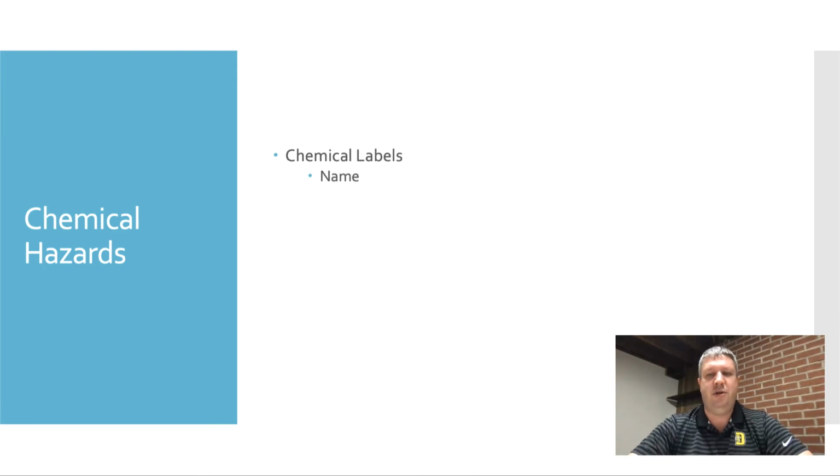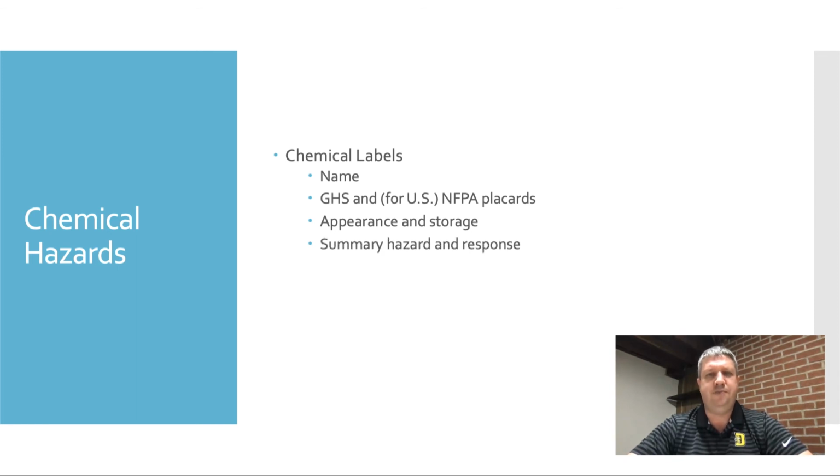And chemical labels will include things like name, the GHS, the Globally Harmonized System, and the NFPA placards. Usually you only see the NFPA placards for something that was produced in the United States. You'll see information about appearance and storage. Certainly you'd like to know if it's supposed to be a white crystalline solid and you open the jar and look in and it's purple. That may mean either something has gone wrong with the substance or it's labeled improperly. And then how should it be stored? And then a real quick summary of hazard and response.